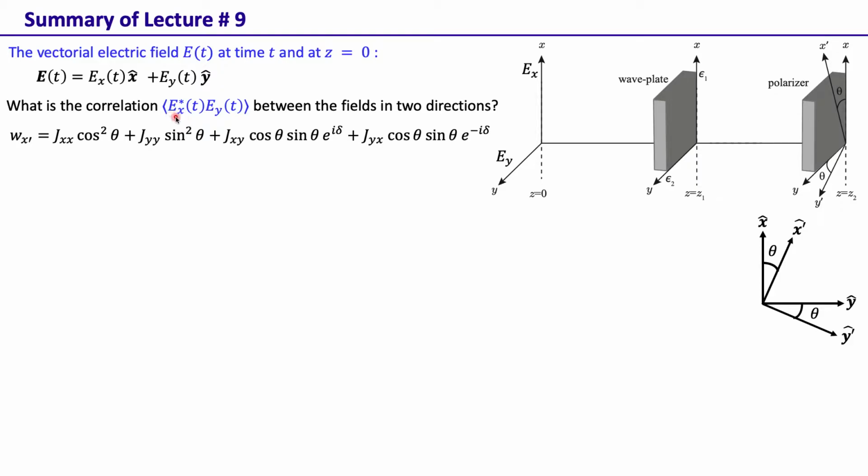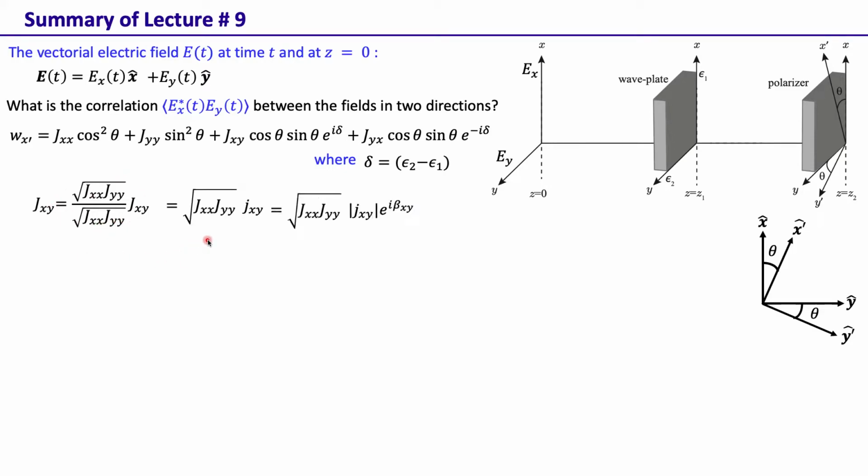Of course, if there is no correlation between the x and y components, these two terms will be 0. We have expressed this in terms of delta, which is the difference epsilon 2 minus epsilon 1. And J xy, which is E star x E y ensemble average, is the correlation between the two field vibrations, which we can write in the following manner. J xy we can write as under root J xx J yy, times small j xy e to the i beta xy. The modulus of small j xy is the degree of polarization coherence, and beta xy is the argument of J.